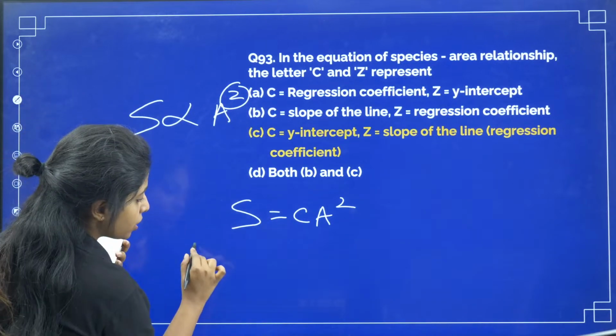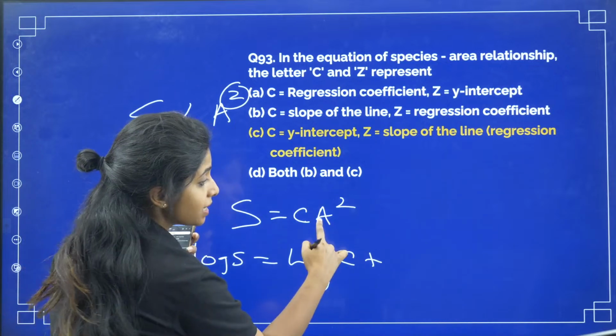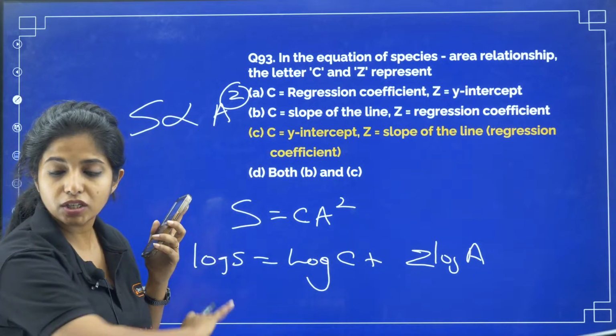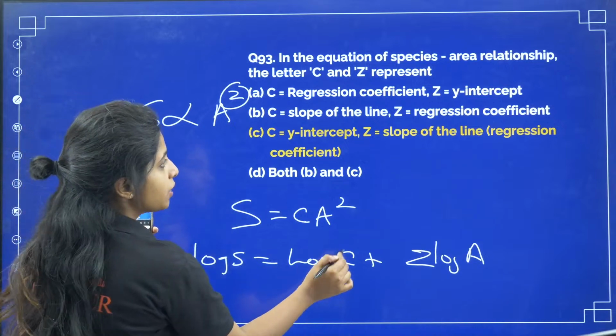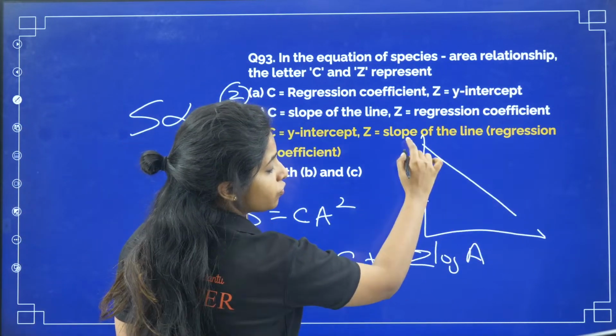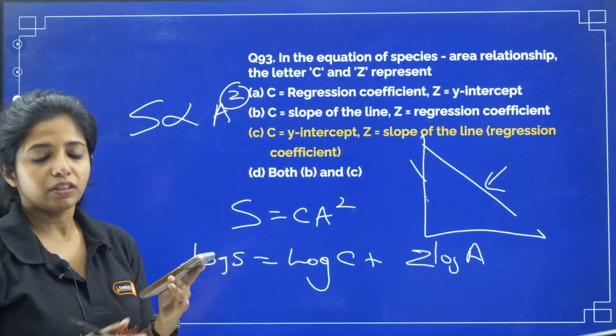Now, log equation for the same is log S = log C + Z log A. Where do you put the Z? In front of log A. Okay, this is the logarithmic equation. What does C stand for? C stands for the y-intercept. Okay, and what does Z stand for? Z stands for the slope of the line. This is the slope of the line, and where it touches, it is known as the y-intercept.